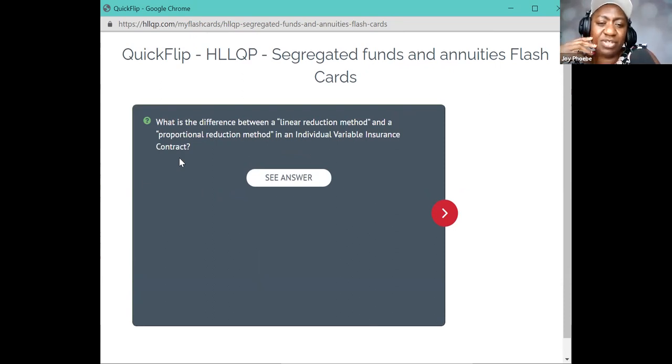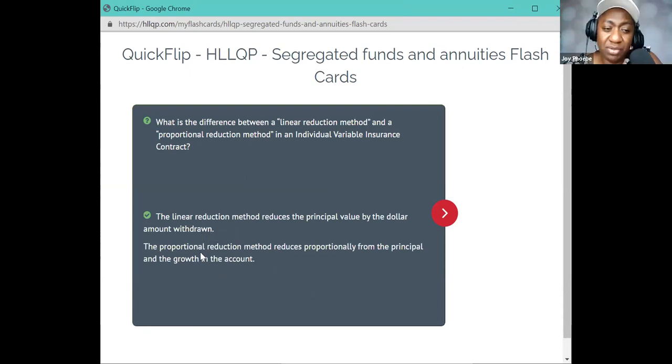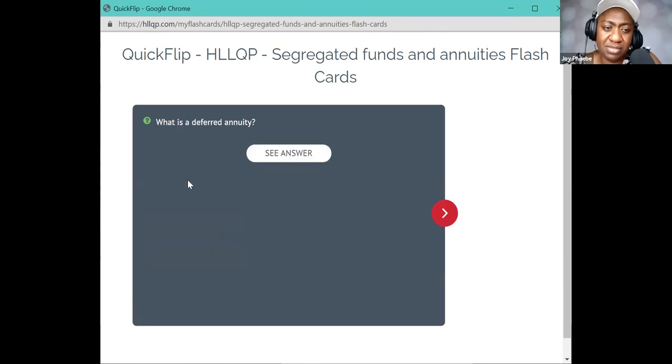What is the difference between a linear reduction method and a proportional reduction method in an individual variable insurance contract? Does anybody have an idea? The linear method reduces the principal value by the dollar amount withdrawn. The proportional reduction method reduces proportionally from the principal and the growth in the account. Interesting. I can't recollect seeing this one.